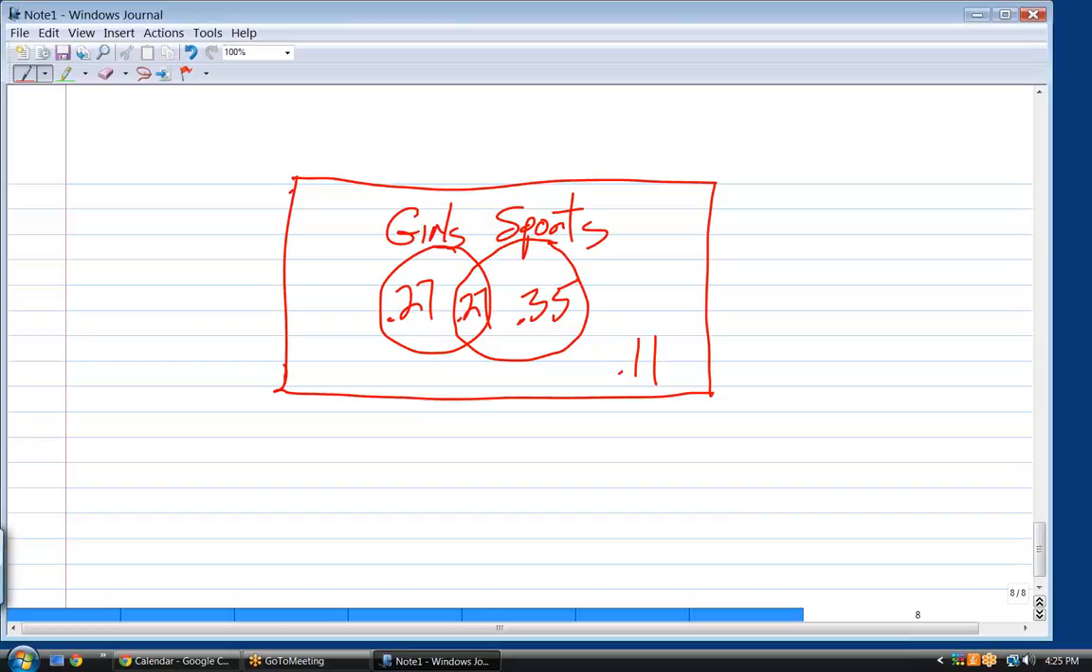So you don't need the total number of students. You just need these percentages to always add up to 1. That's the thing with probability. All possible outcomes have to add up to 1.